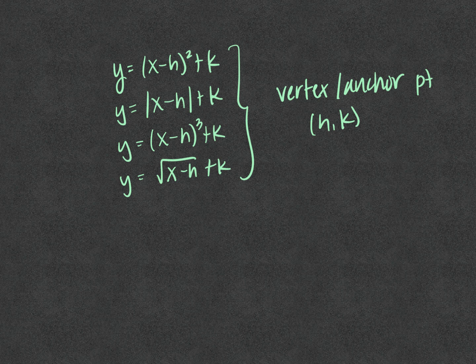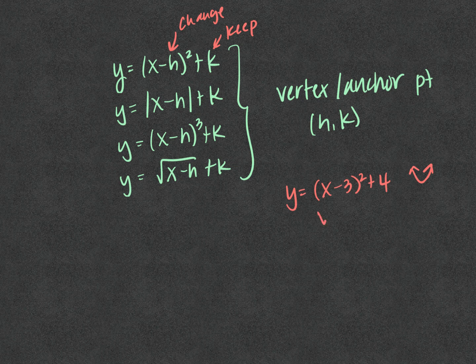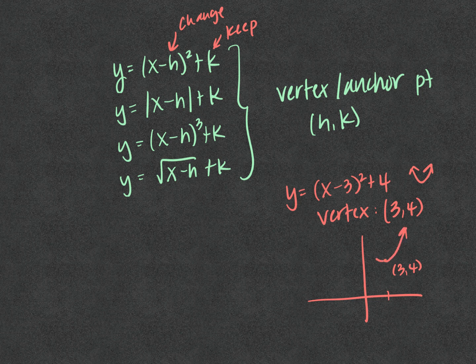So what I want you to notice is we change the sign of h and we keep the sign of k. If we go back to the last graph, it's y equals x minus 3 squared plus 4. We know that this is a U-shaped graph, a parabola, from our library of functions, and it has a vertex at 3, 4. So that means we're going to come over here to 3 and go up 4, label our vertex point of 3, 4, and draw a parabola.